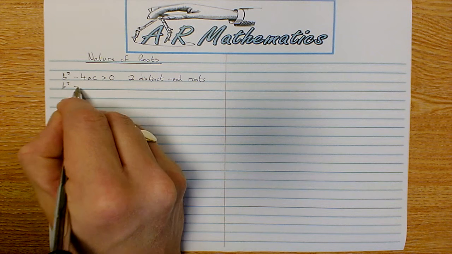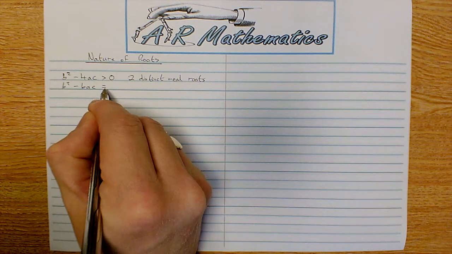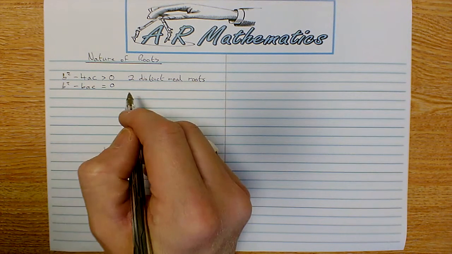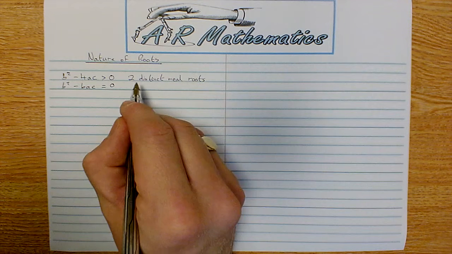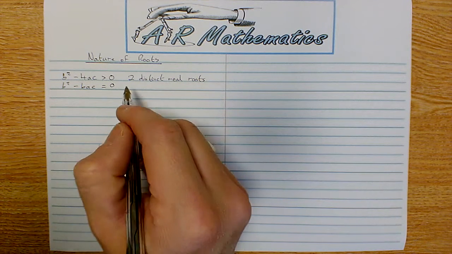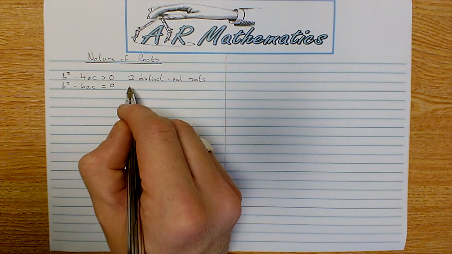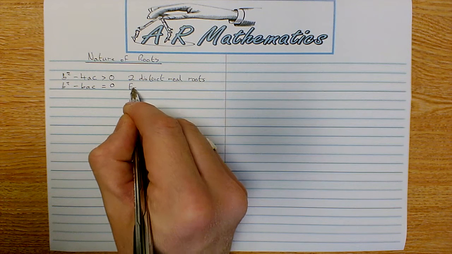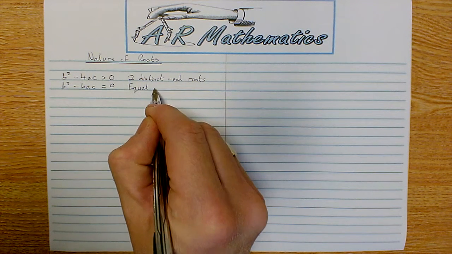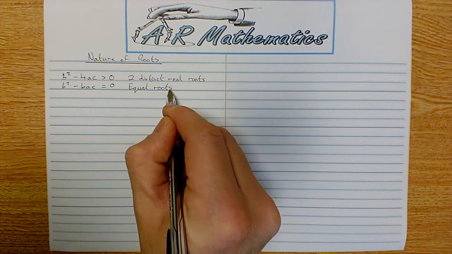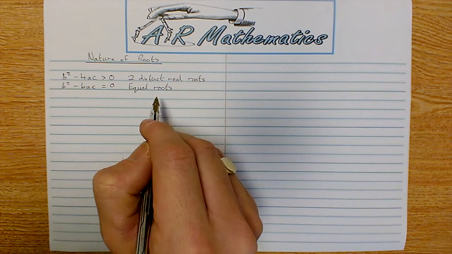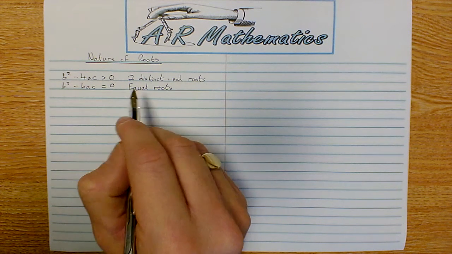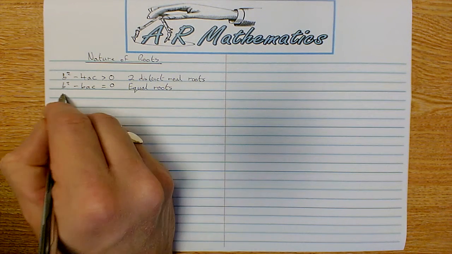If we had b squared minus 4ac equals 0, that means that instead of having two separate, distinct real roots, we actually have two roots that are exactly the same. So what we tend to say is we call that equal roots. Technically we should say there are two equal real roots. So there's still real roots, there's still two of them, but they're the same.